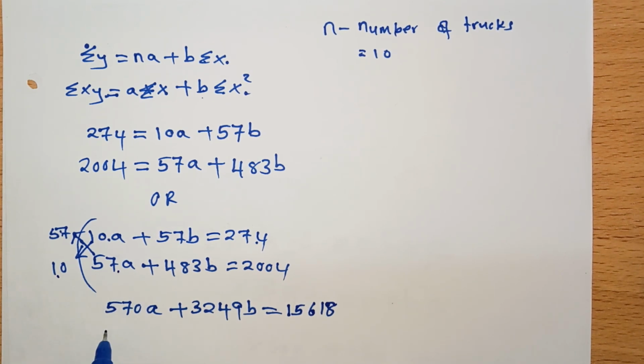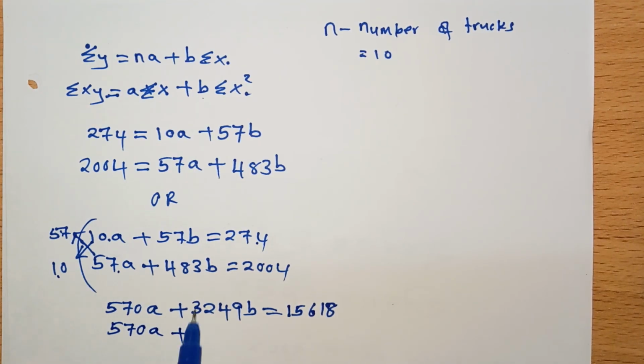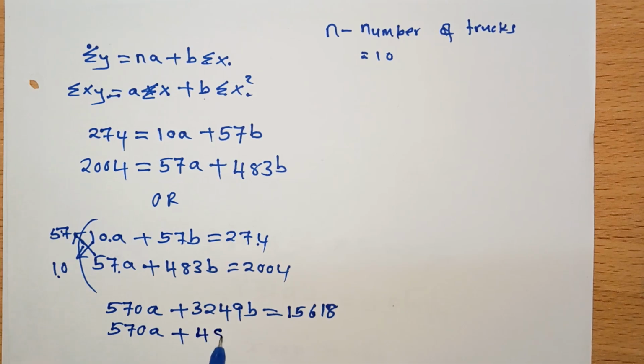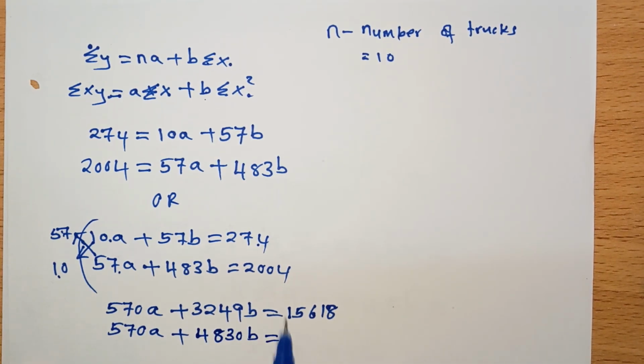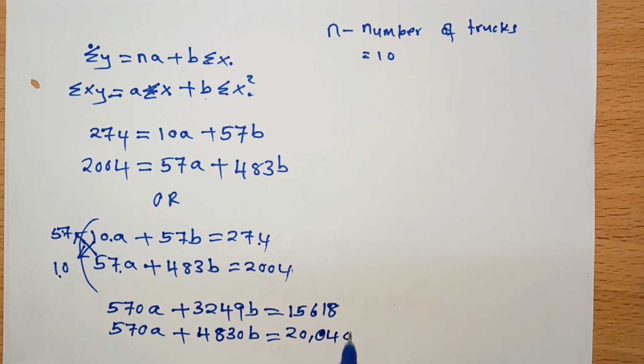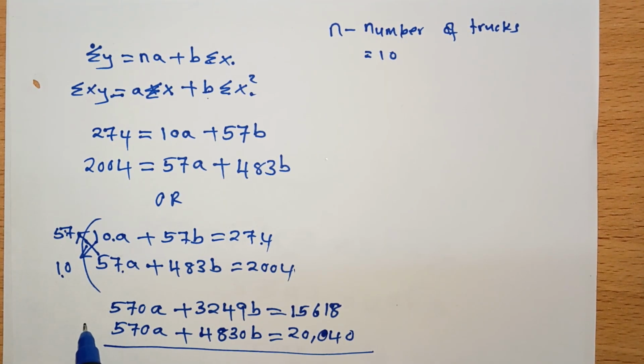10 times 57, obviously it will give you 570, and then you insert a. You add 10 times 483 to give you 4830b equals 2004. You multiply by 10, it will give you 20,040. Now I need to insert a sign here, and this sign will help me to eliminate either a or b. So if I insert negative there, meaning 570a minus 570a, obviously it will give me 0.